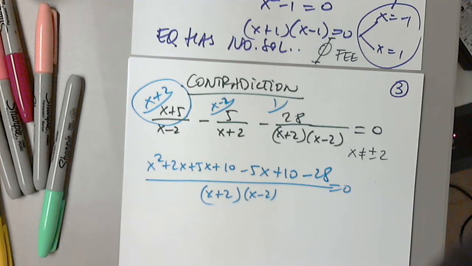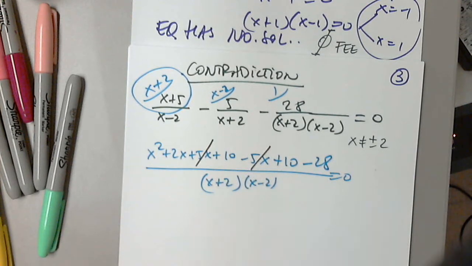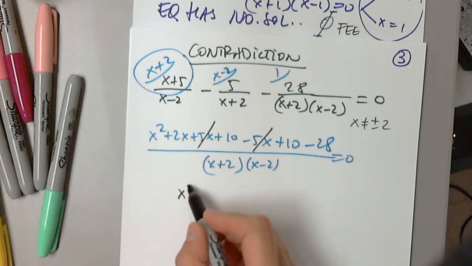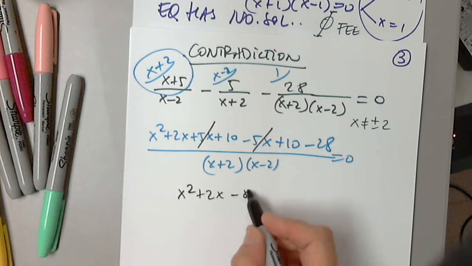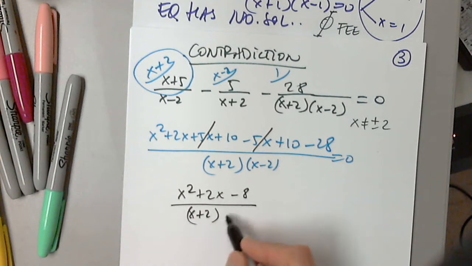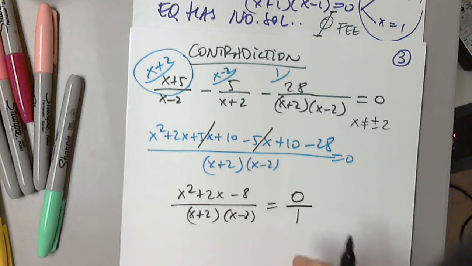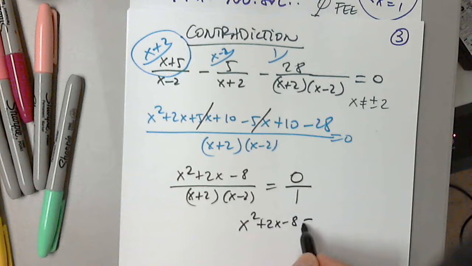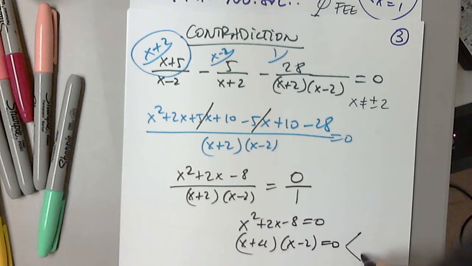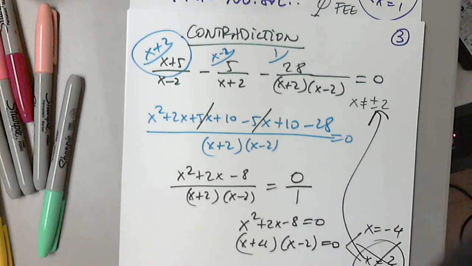So I only see that these two go away, and we have x squared plus 2x, and this is 20 and negative 28, so this is negative 8. So x plus 2 times x minus 2 equals 0 over 1. When we cross multiply, we get x squared plus 2x minus 8 equals 0, and we will factor. We get two options, negative 4 and positive 2. However, positive 2 must be excluded. So the only answer is negative 4.